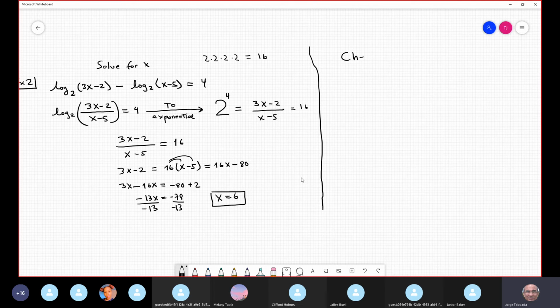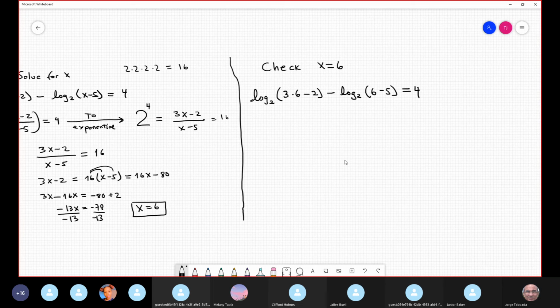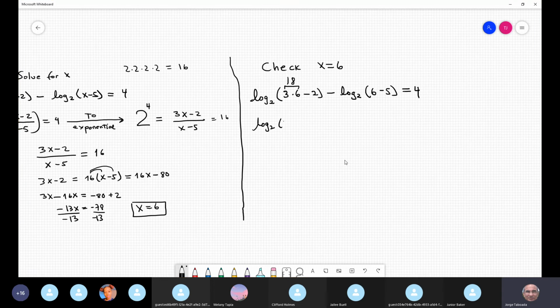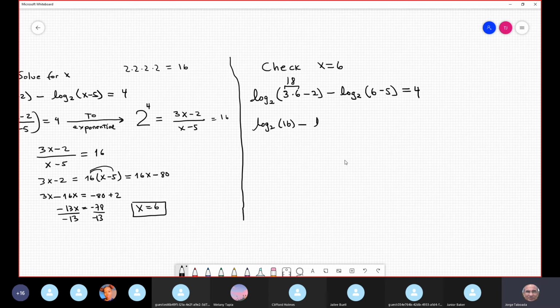So now the checking part at x equals 6. Plugging in: logarithm base 2 of 3 times 6, you replace x with 6, minus 2, minus logarithm base 2 of 6 minus 5, should be 4. Okay, let's do the operations inside the parentheses. This is 18 multiplication, 18 minus 2 is 16. Logarithm base 2 of 16 minus logarithm base 2 of 6 minus 5, which is 1.